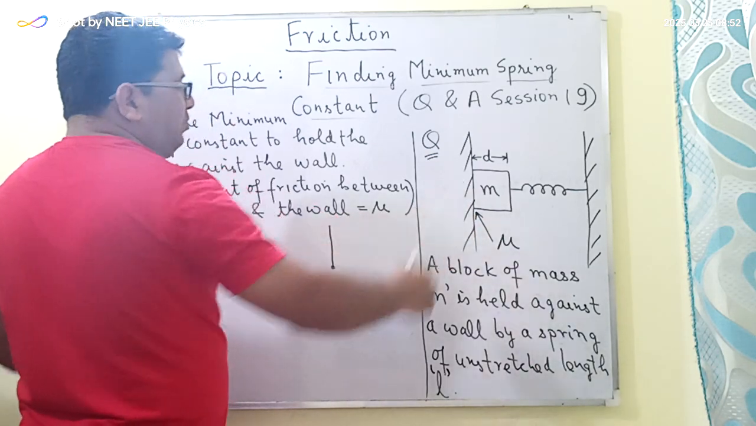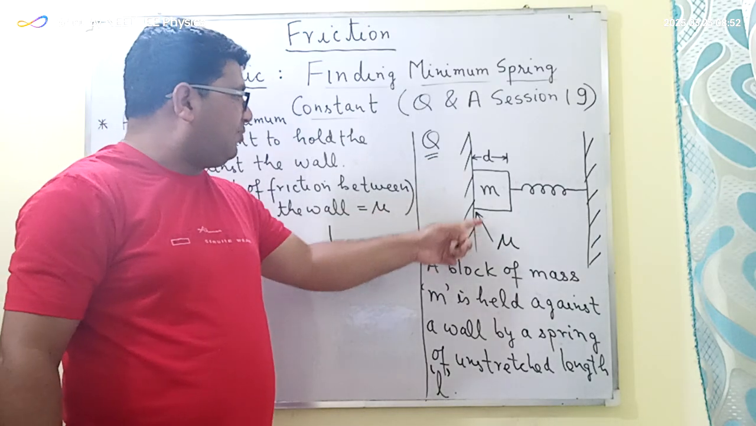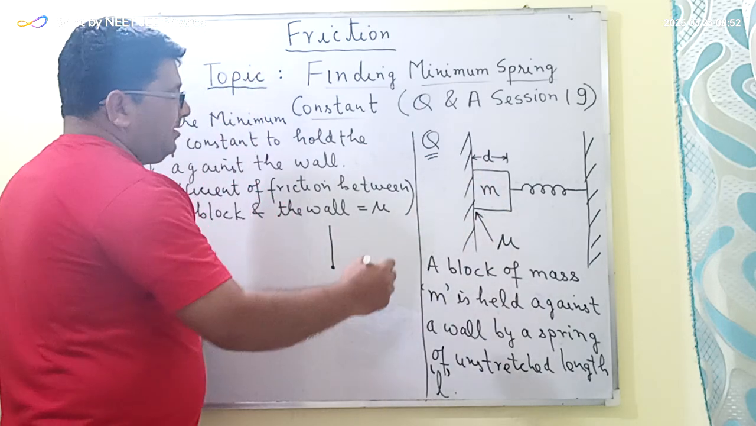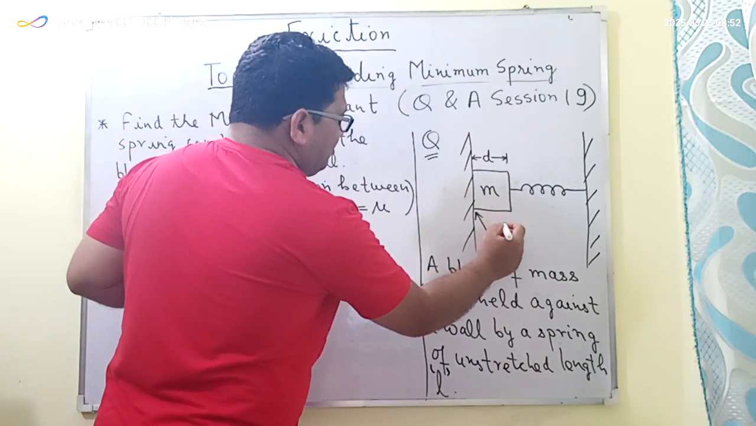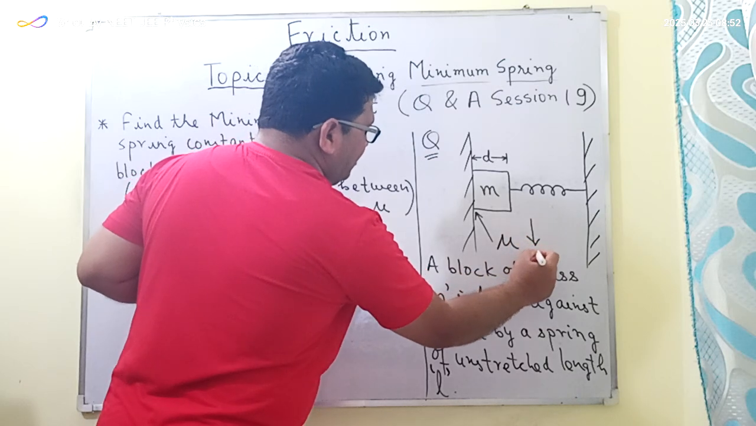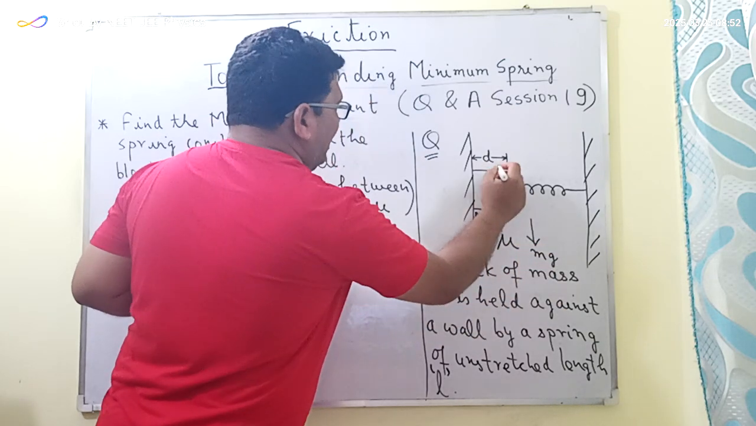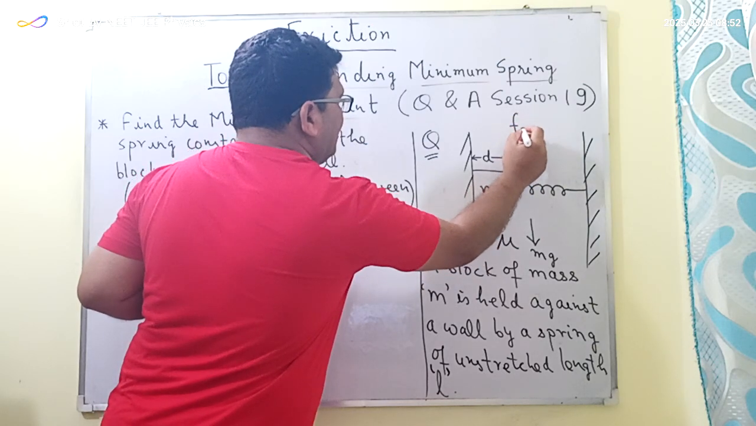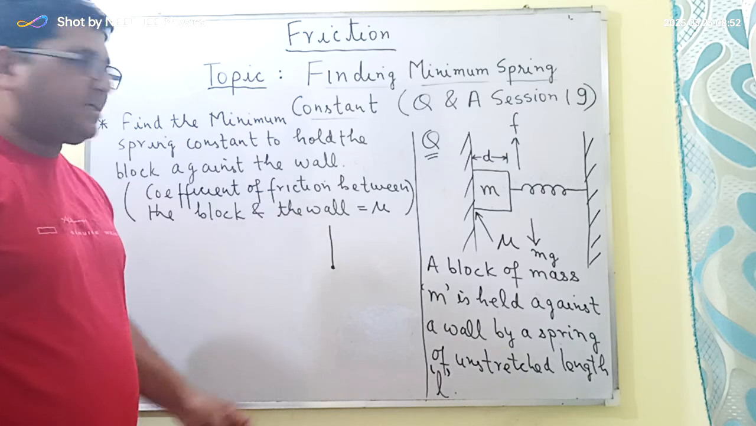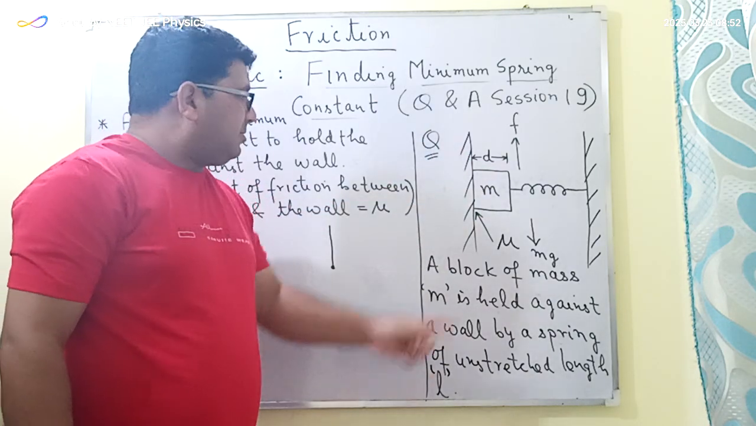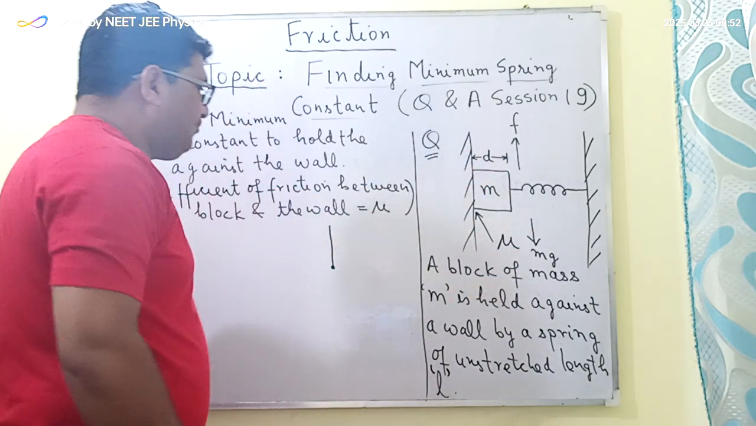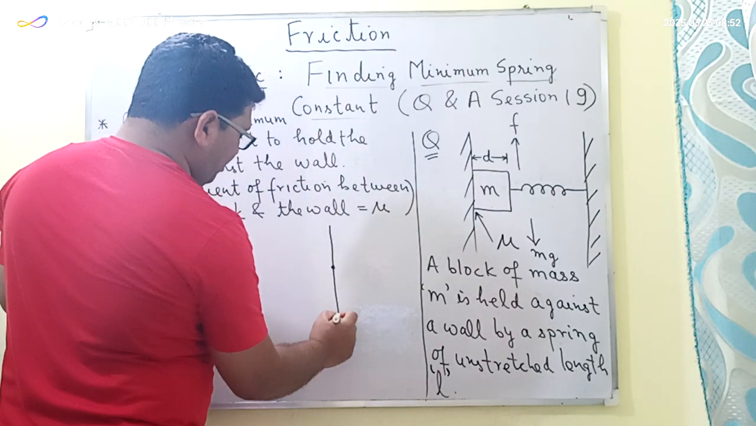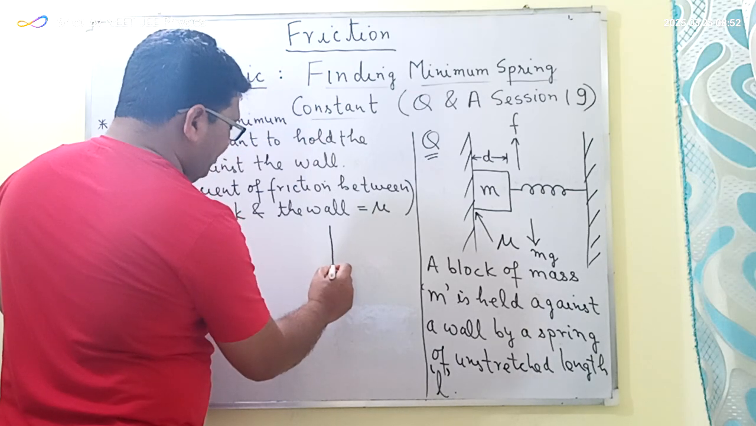In this case, since this block is held against this wall by this spring, the force of friction will balance the weight of this block. The weight of the block will be acting vertically downward and the force of friction, say it is F, will be acting in the upward direction, and this force of friction will balance the weight of this block. So let us say this is the free body diagram.